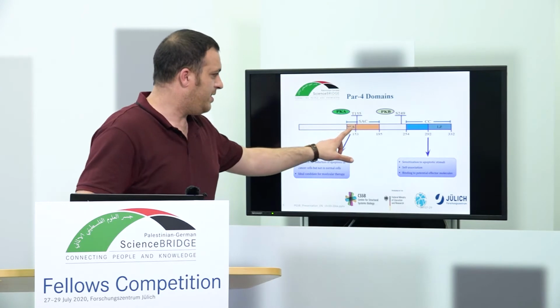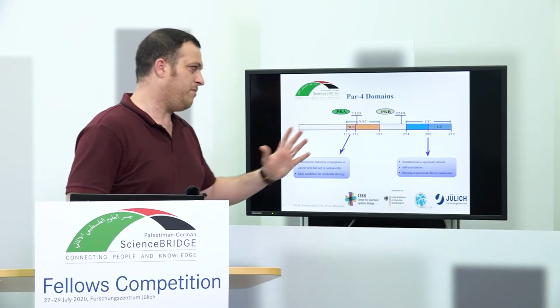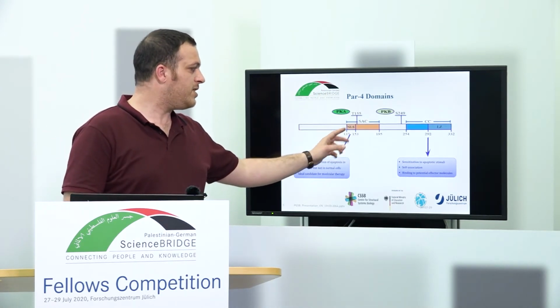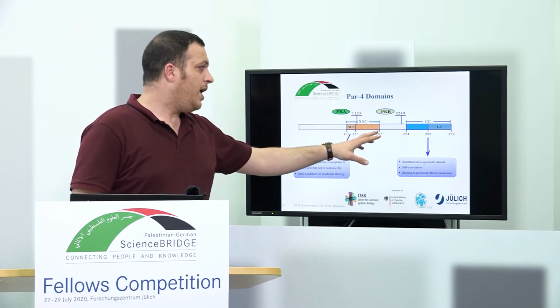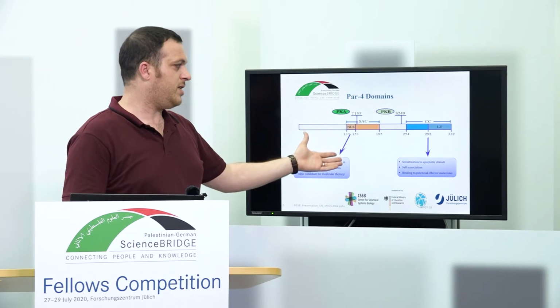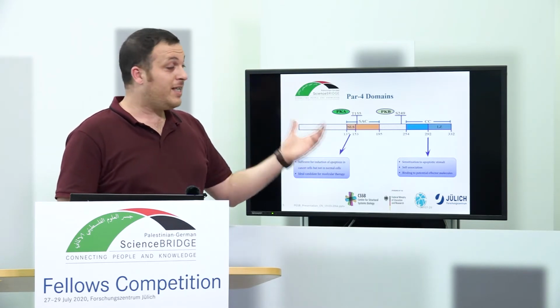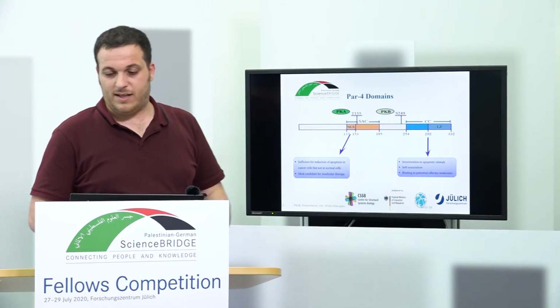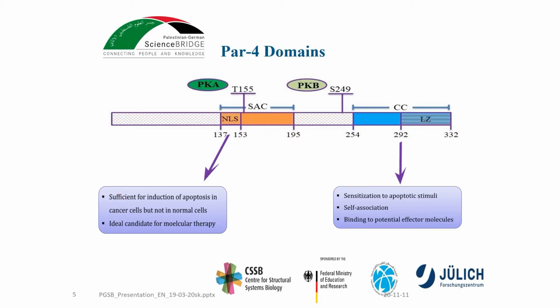So the N-terminal, the SAC domain, ranges between amino acids 137 and 195, and it contains the nuclear localization sequence. It is able to induce apoptosis, as I said, especially in cancer cells, while normal and immortalized cells are unaffected.